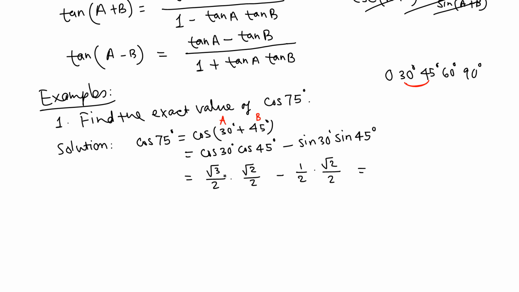When we multiply, we get root 3 times root 2, that's root 6 over 4, minus root 2 over 4. Do not cancel anything. Same denominator, common denominator 4: root 6 minus root 2. You cannot subtract these; root 6 minus root 2 is not root 4. And this is the final answer in exact form.